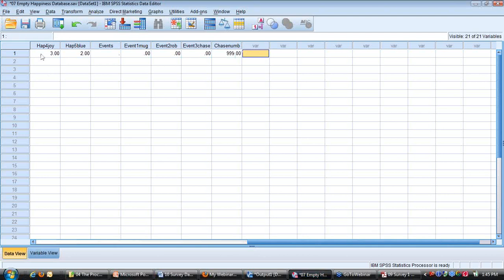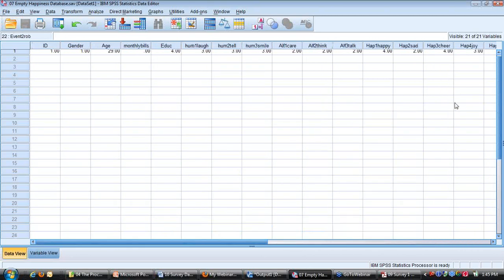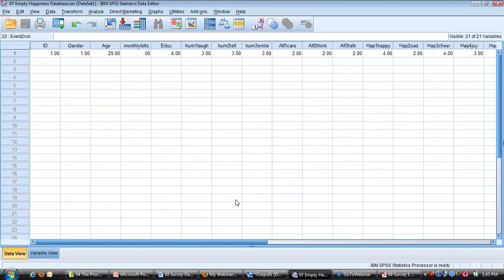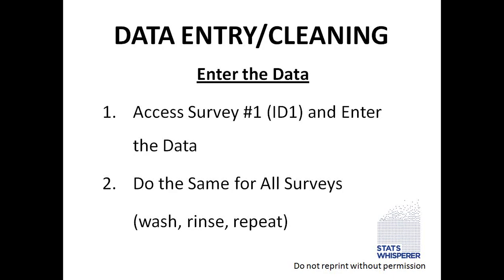And there you go. That's the first case entered, right? The first case entered. So you only have 1,000 more to go. Okay, so let's go back to our slides. Right? Now, number 2, so we enter that one. So number 2 becomes, do the same for all the surveys, or as they say, wash, rinse, and repeat. Right? So all the surveys entered in there, and you're good for the analysis.